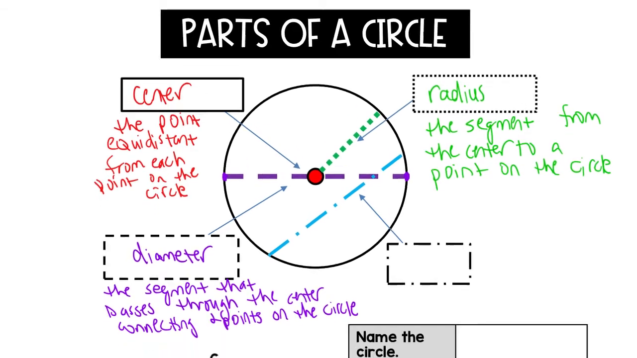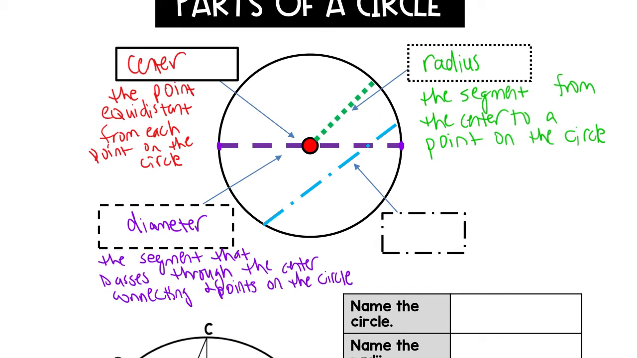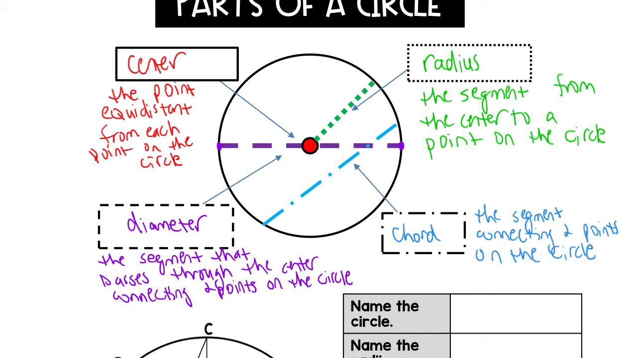Last definition here, last part that you may not have heard of before, is this blue dashed Morse code looking line, and it's called a chord. A chord is a segment connecting 2 points on the circle. So a diameter is a chord. It's just a specific kind of chord that goes through the center. So as long as it connects any 2 points on the circle, it's a chord.